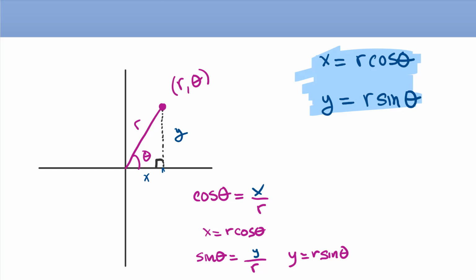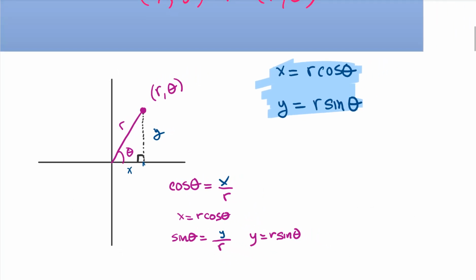All right, well, now we can go the other direction as well. Do you think that we could write the radius in terms of x's and y's? And then the tough one is the angle. Can we get the angle in terms of x's and y's? So I'm going to lose this stuff down here.